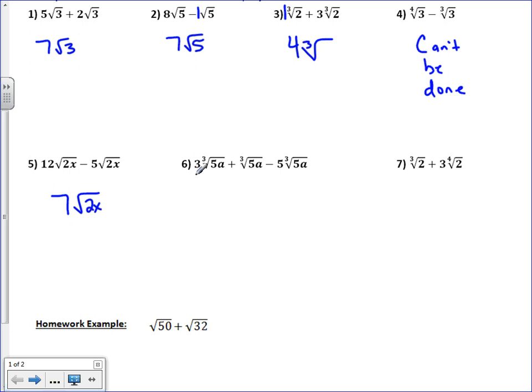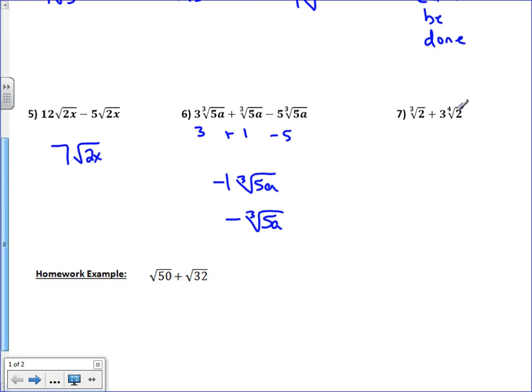Number 6, we have 3 cube roots of 5a plus cube root of 5a minus 5 cube roots of 5a. You'll notice that they're all cube roots of 5a. So you have 3 of them plus 1 of them minus 5 of them. That'd make 3 plus 1, 4, minus 5. That makes negative 1 cube roots of 5a. You'll probably see that written as negative cube root of 5a. You probably won't see the 1 written in your homework answer keys.